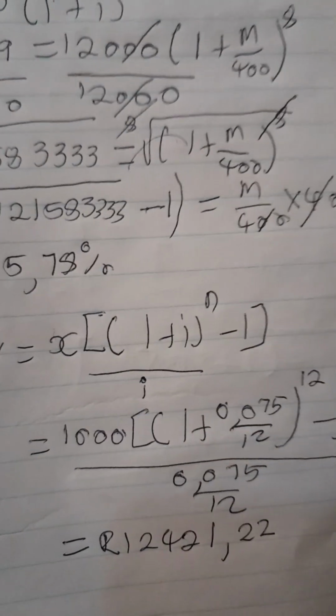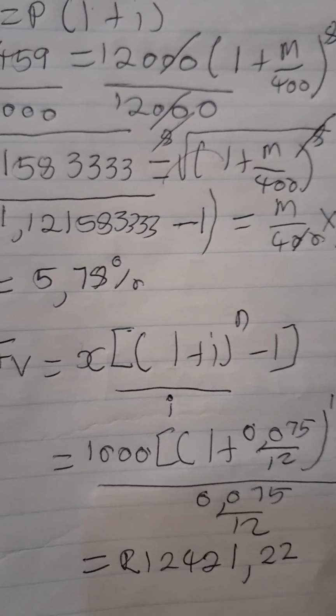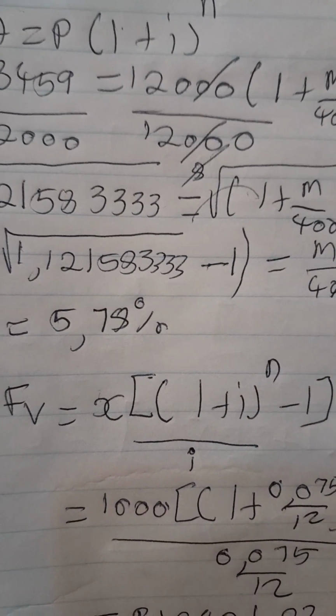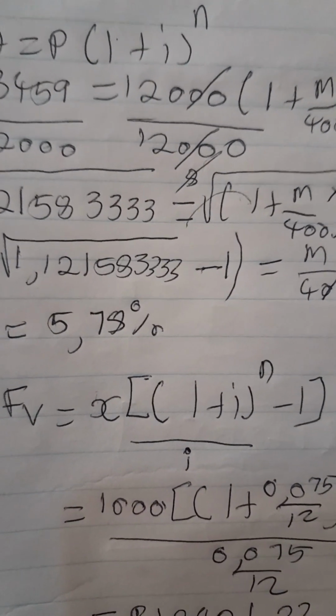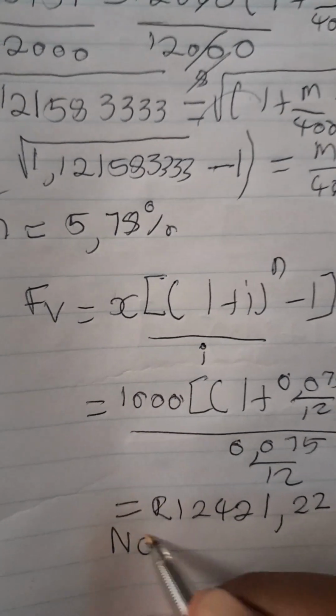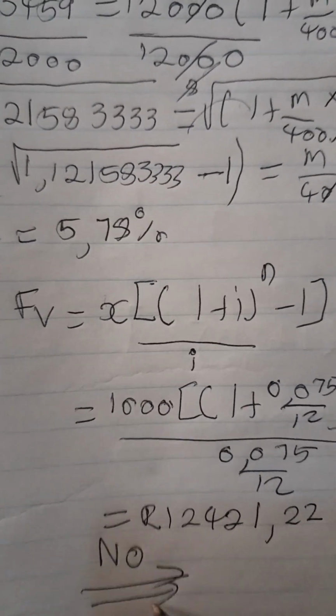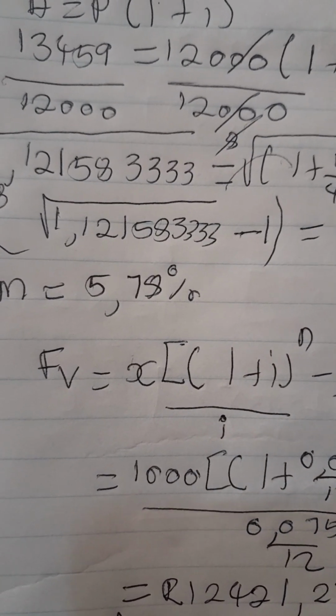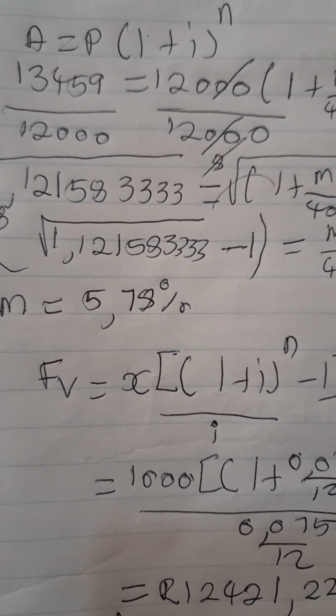So will Tino have sufficient funds in the account on January 2023 to buy a computer that costs 13,000? Our solution is that no, Tino will not have enough money to buy that computer, because there's still a shortage in that money. So let's go to 6.3.